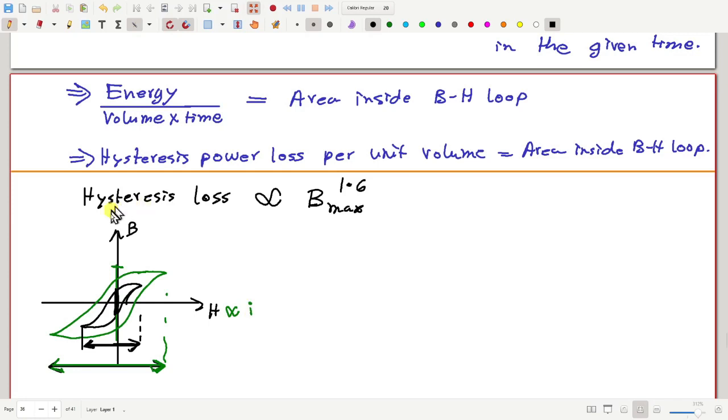So therefore the hysteresis loss or area is not proportional to B max square. That would have been the case if there were no saturation. But due to saturation, the power is less than 2, it is 1.6 here. Okay, so this is not the case. We have B max to the power 1.6.